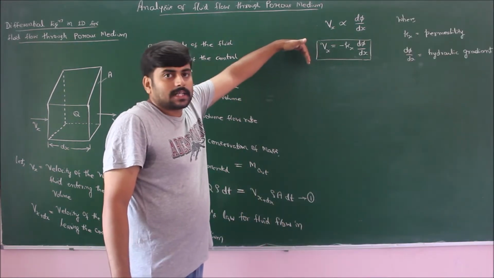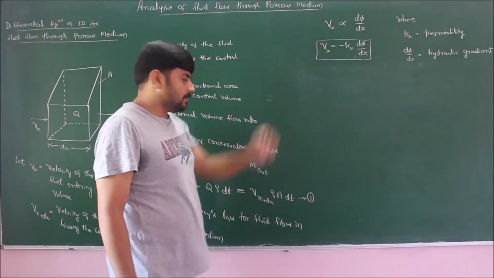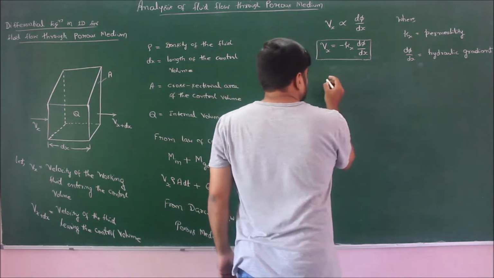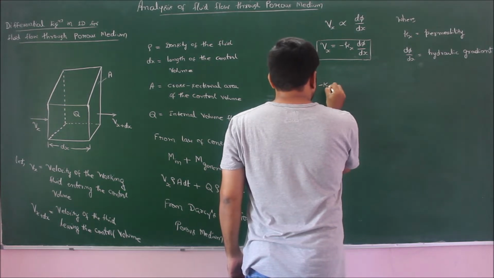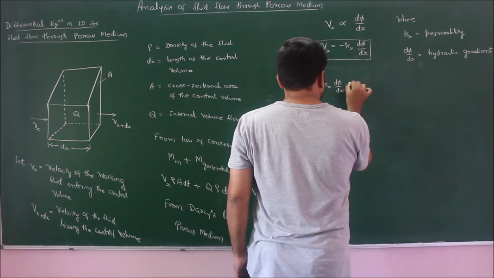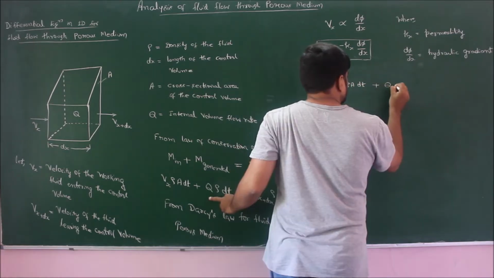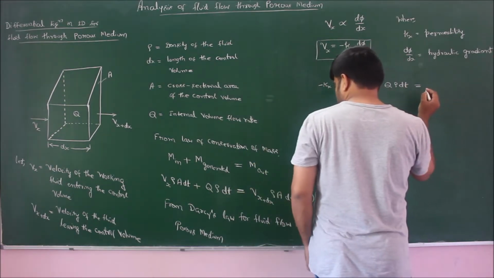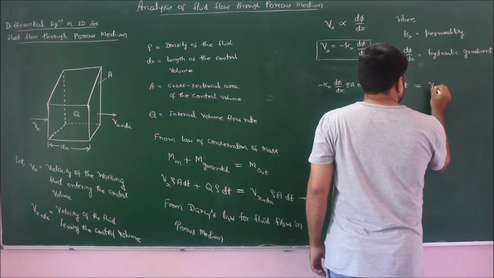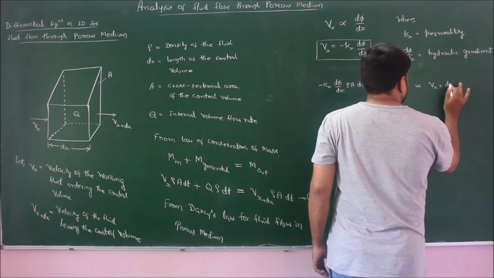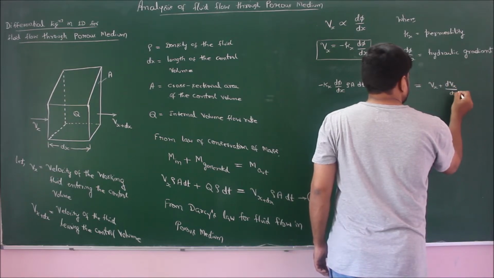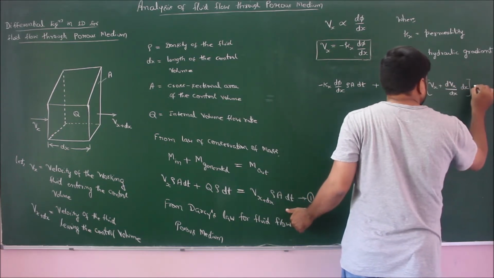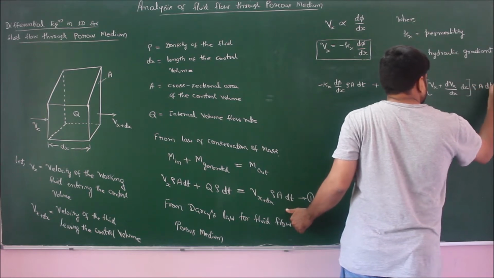Now using this Darcy equation for fluid flow through porous medium in the conservation law of mass, I will get minus kx d phi by dx density times the area into dt plus q rho dt is equal to Vx plus dx, which can be written as Vx plus dVx by dx into dx, whole multiplied by density times the area into time.